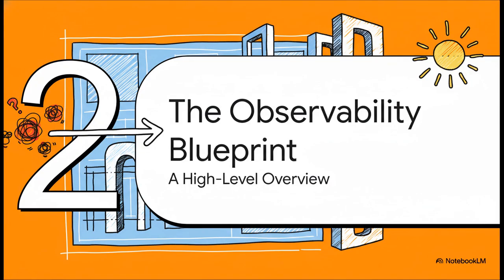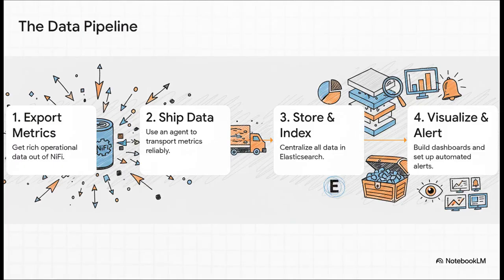All right, so how do we fix this mess? We need a blueprint. Let's talk about the architecture, the actual path that takes us from that confusing 2 a.m. alert to a place of total, beautiful clarity. At a high level, it's actually a pretty straightforward 4-step pipeline. Step 1, we get all that juicy metric data out of NiFi. Step 2, we ship it somewhere reliably. Step 3, we store and index all of it in a central hub. Something like Elasticsearch is perfect for this. And finally, step 4, this is the payoff. We build awesome dashboards and set up smart alerts. It's a clear road from raw data to real, actionable insight.